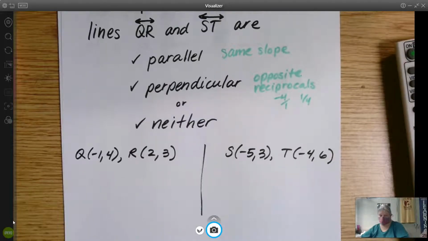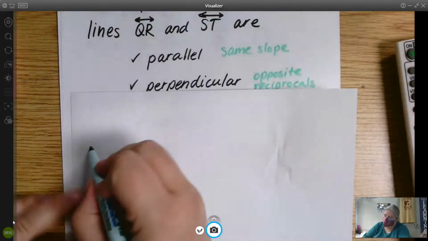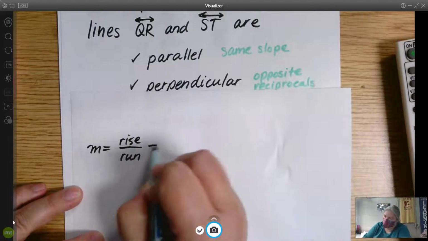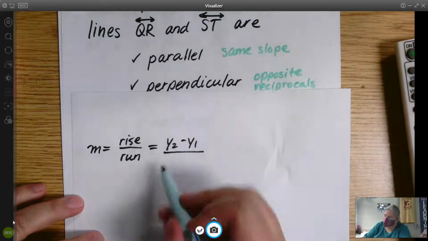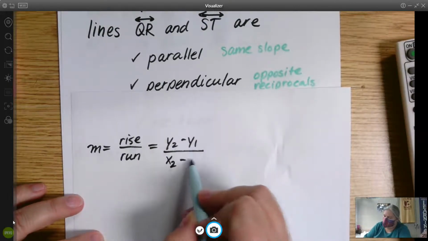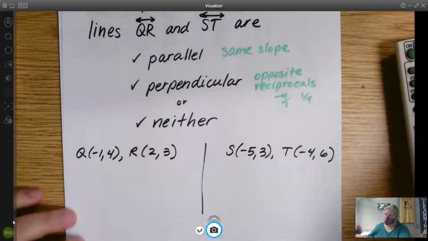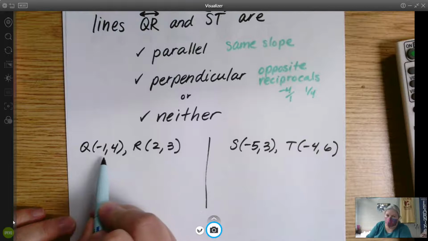Now, our slope formula: rise over run, which means the difference between the y's, how much do the y values change, how much does it go up or down? And the run is the difference between the x's, how much do the x's change, how much do they go left or right? So that's what I'm going to do for each one of those. It doesn't matter which point you start with as long as you're consistent.